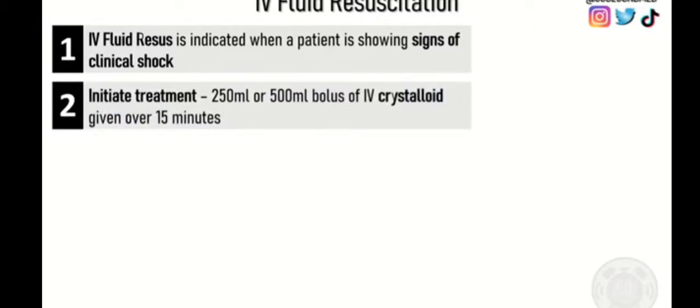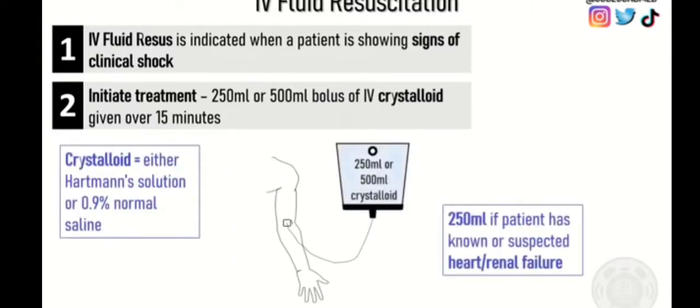You want to give a 250 ml or 500 ml bolus of IV crystalloid over 15 minutes. The crystalloid solution can either be Hartmann's solution or 0.9% normal saline, and it's good practice to give 250 ml if the patient has known or suspected heart or renal failure.